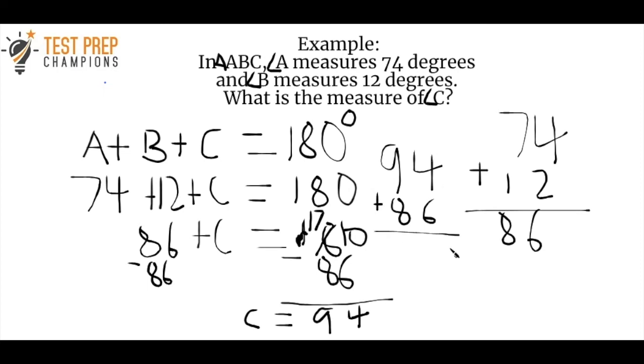Okay, so 4 plus 6 is 10. So I put the 0 down here. We're going to carry the 1. 9 plus 1 is going to be 10. 10 plus 8 is 18. So we write the 18 here, and we got 180, so we're done. That's the correct answer. So the correct answer is that angle C is equal to 94 degrees.